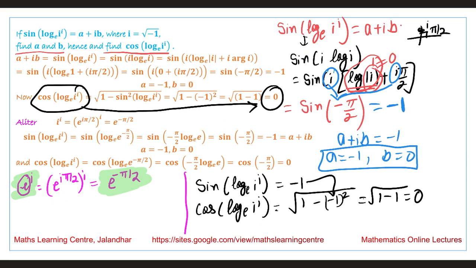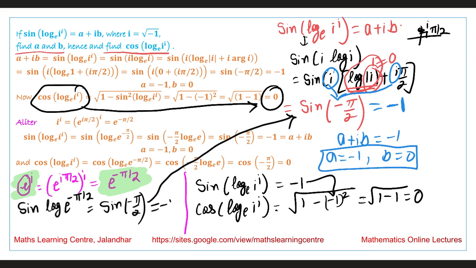Now, if we substitute this value in the given equation, we will get sine of log of iota raised to power iota, which means e raised to the power minus pi by 2. So, that is equal to sine of minus pi by 2, and we have already seen that the value of sine of minus pi by 2 is equal to minus 1, and then we can use this formula to obtain the value of cos of log of iota raised to the power iota. So, you can use any of these methods to obtain this result.